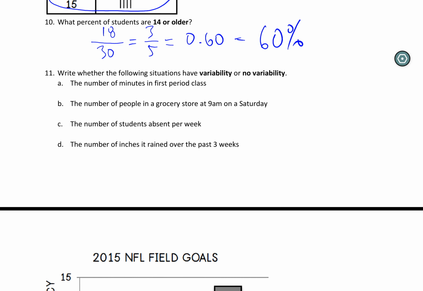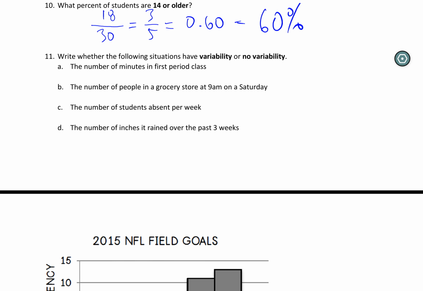Question 11. Write whether the following situations have variability or no variability. So V or NV. Number of minutes in first period class. Normally that's going to be no variability. If you put variability thinking that, well, right now with the advisory schedule it does change, then okay, that makes sense. The number of people in a grocery store at 9 a.m. on a Saturday. Well, yeah, that'll definitely vary depending on what store and what Saturday. The number of students absent per week, that'll definitely vary. That varies all of the time.